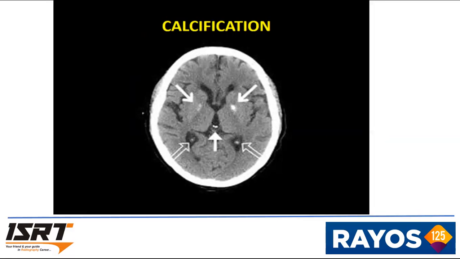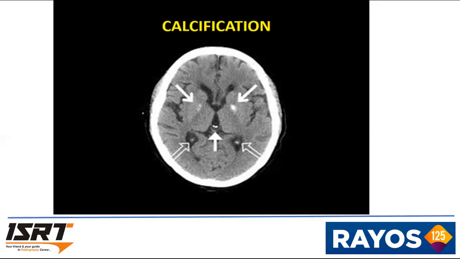Here is another slice which seems very important. Technologists are supposed to be familiar with the calcified areas of the brain. These calcified areas are routinely seen in a normal brain. Here you can see the choroid plexus, and you can see the choroid plexus calcification here.